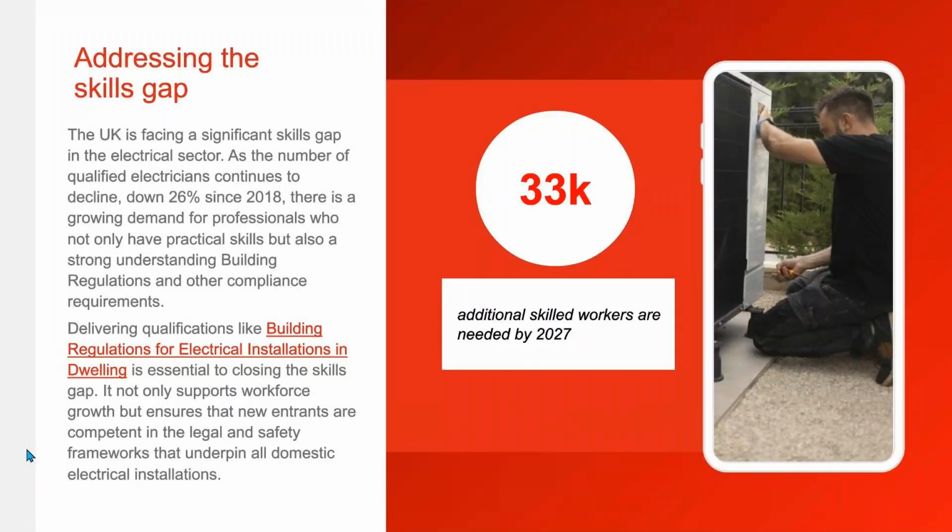Delivering qualifications like building regulations, electrical installation in dwellings is essential to closing the skills gap. It helps to support the workforce, helps to ensure new entrants are competent in legal and safety frameworks, and underpins domestic electrical installations. A little statistic there: we're looking for additional skilled workers, another 33,000 required by 2027, which is not a long way from where we are now.